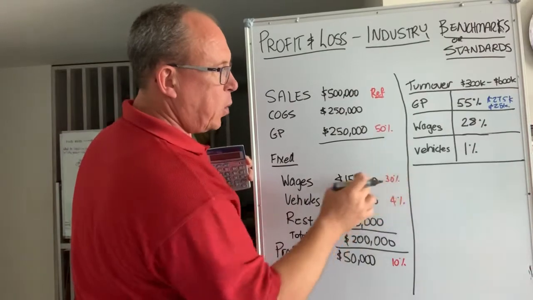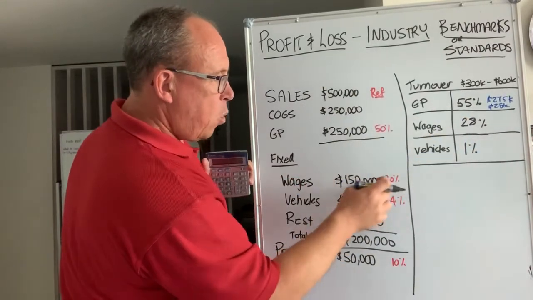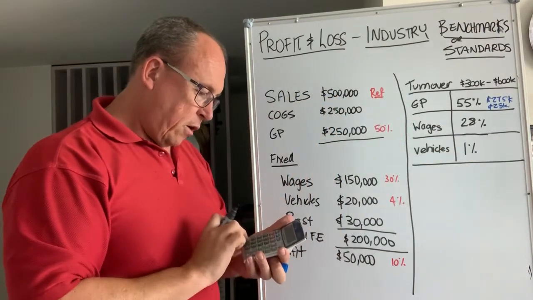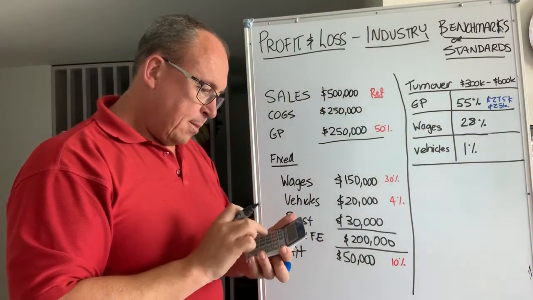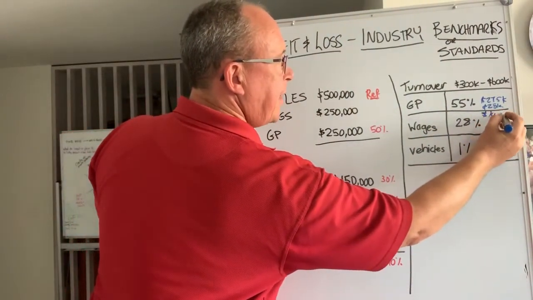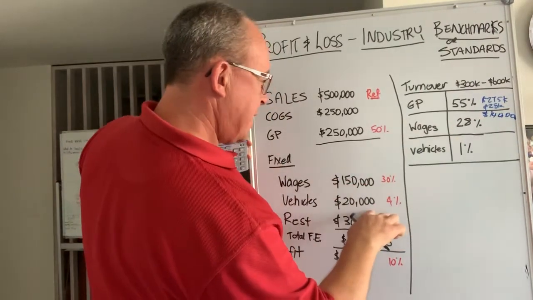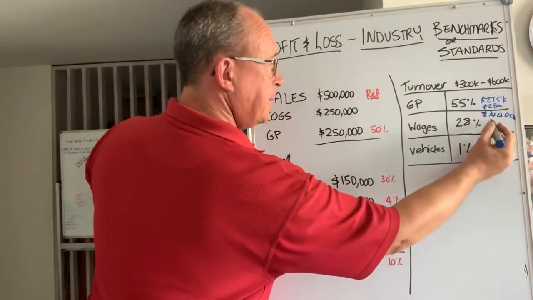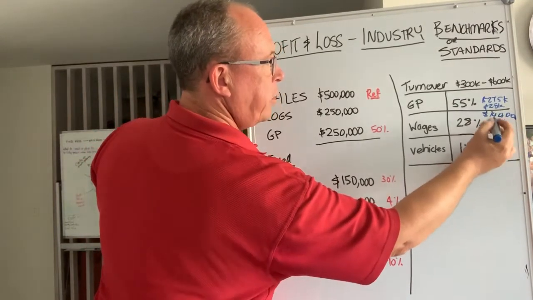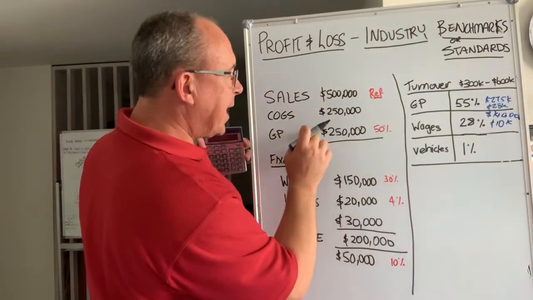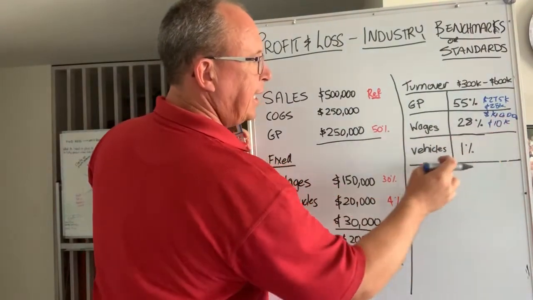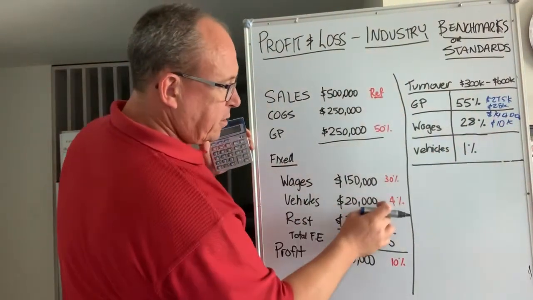If we look at wages, the benchmark says it should be around 28% of the total. We're at 30%. So if we do 28% of our sales, 500,000 times 28% equals 140. That's a difference of $10,000. So far, we've found 25K extra, because if we can make more money here, that will flow straight to the bottom. These fixed expenses don't change. 10K, and then our vehicles are way over.